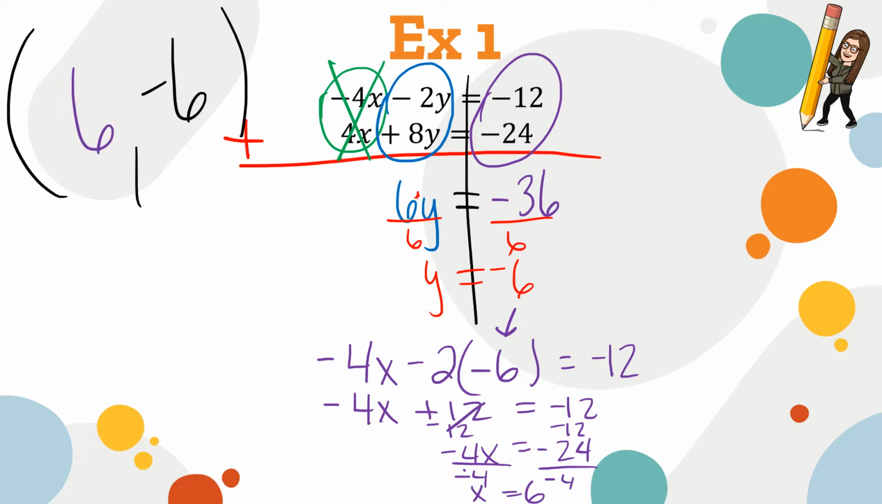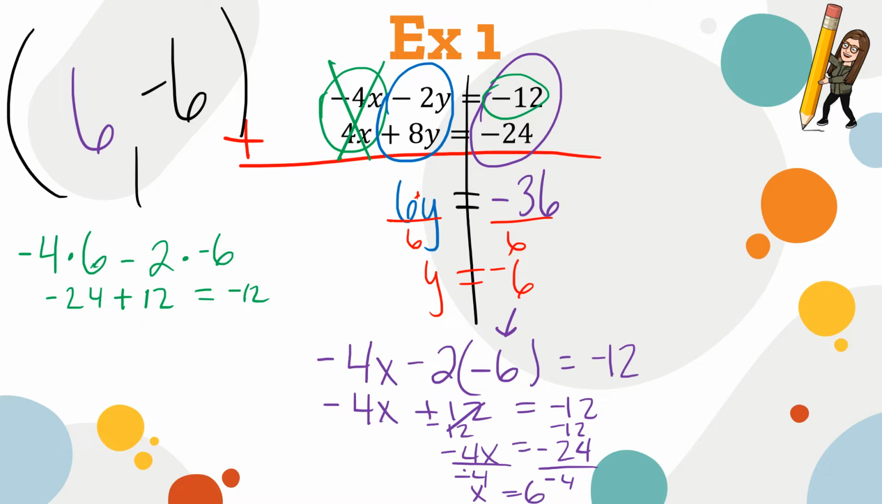Now I got nice clean numbers, but here's the thing. You should really plug them in to make sure, especially on an assessment. So what that means is I'm going to take each equation and plug in numbers for the letters. So instead of x, 6, instead of y, -6. And if I just do a quick calculation, I should get whatever the answer is.